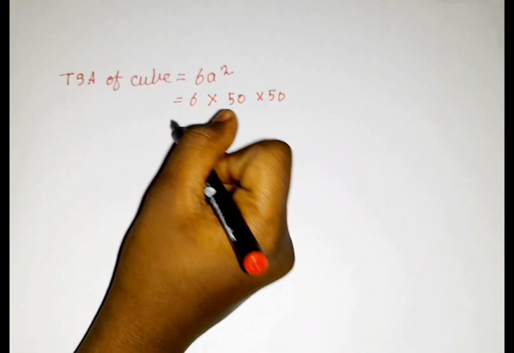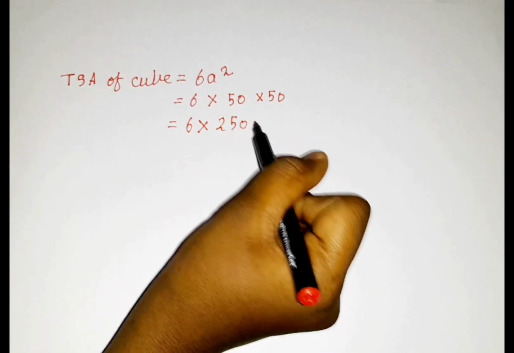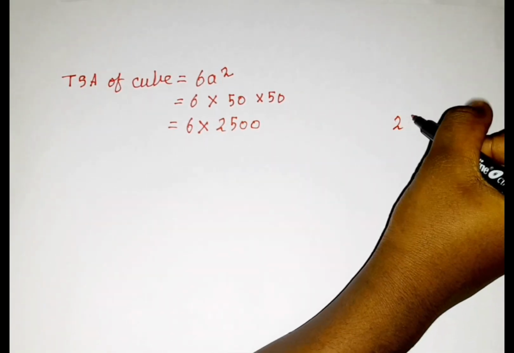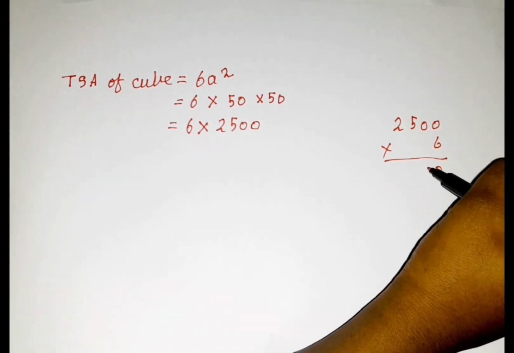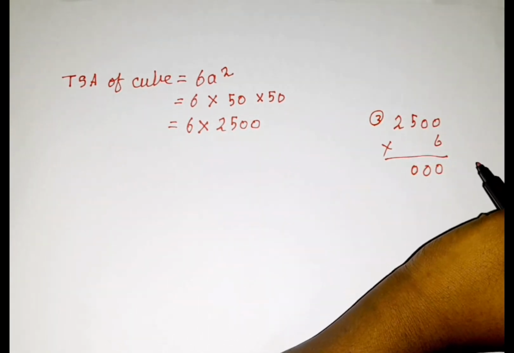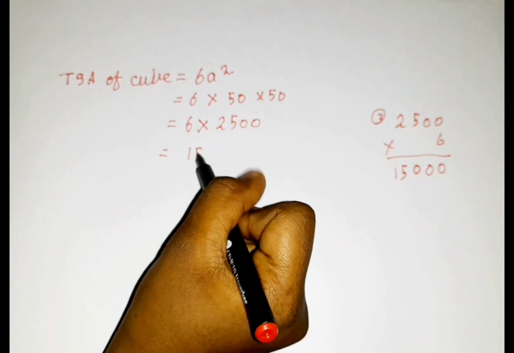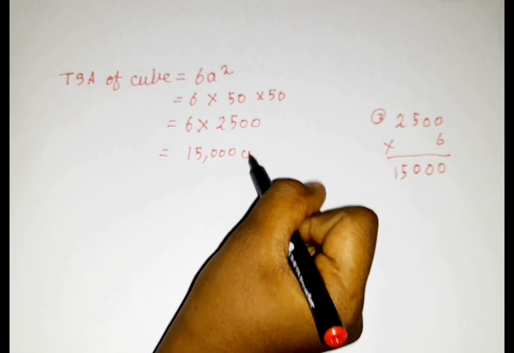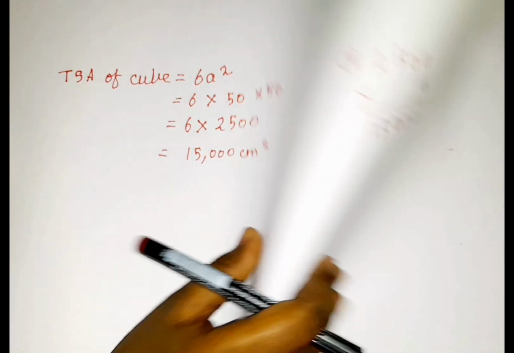So now we shall solve this. 6 into, so 5 5s are 25, am I right? 2500. So now we shall multiply it. 2500 into 6. 6 zeros are 0, 6 zeros are 0, 6 5s are 30, 6 2s are 12, 13, 14, 15. So now we have 15,000 centimeter square. So at last we have found the TSA of the cube too, that's why I wrote centimeter square.